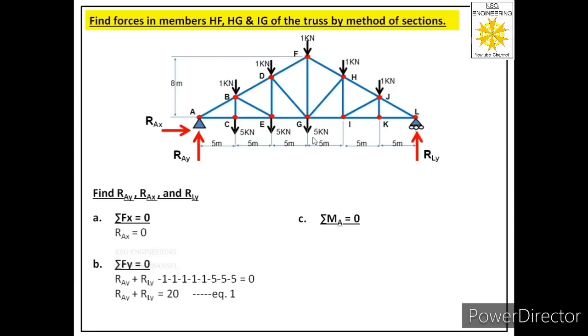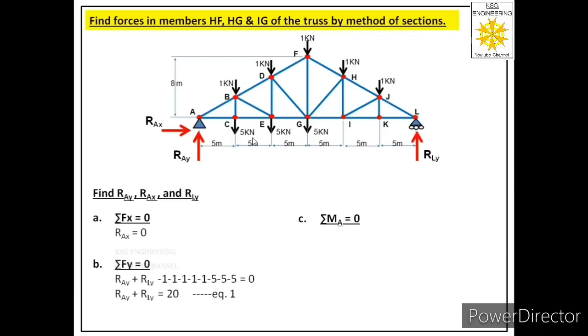Then we have a 5 kilonewton force acting at joint G. It will also generate clockwise movement, so we have to consider that negative, and its magnitude will be 5 into 15. Then we have a 5 kilonewton force acting at joint E, and it will also generate clockwise movement, so we have to consider this as negative, and its magnitude will be 5 into 10.